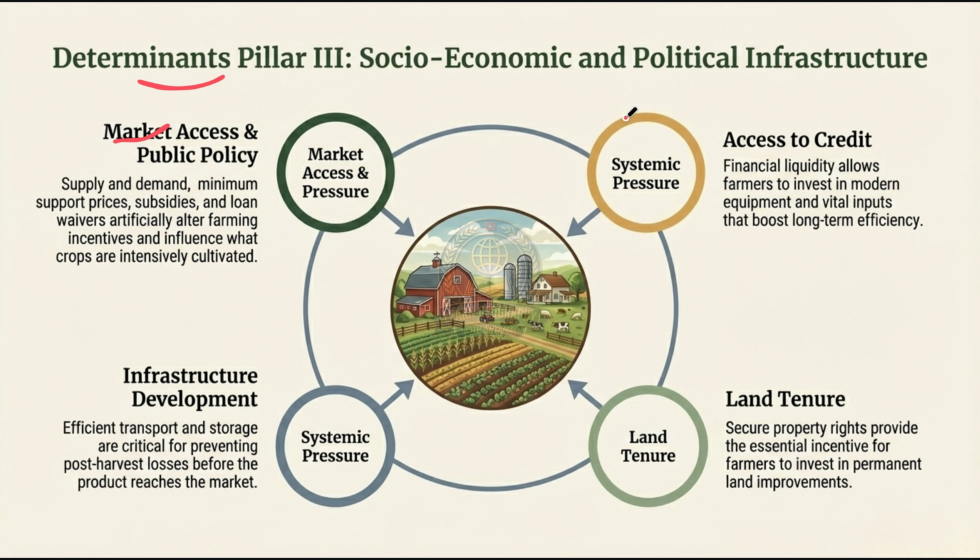Then systemic pressure, access to credit. Financial liquidity allows farmers to invest in modern equipment and vital inputs that boost long-term efficiency. Infrastructure development. Efficient transport and storage are critical for preventing post-harvest losses before the product reaches the market. And land tenure. Secure property rights provide the essential incentive for farmers to invest in permanent land improvements.